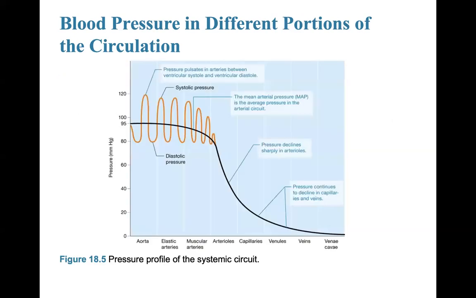And here you can see those fluctuations. Again, within the aorta, the elastic arteries, and even the muscular arteries, you can see this pulsatile nature with pressure. Once you get into the arterioles, that stabilizes the pulsatile nature of the pressure, but it's also where you're going to drop off that pressure significantly. And then it continues to fall as you go through the capillaries, the venules, veins, and then ultimately the vena cavas.